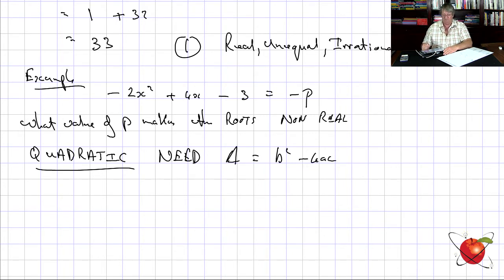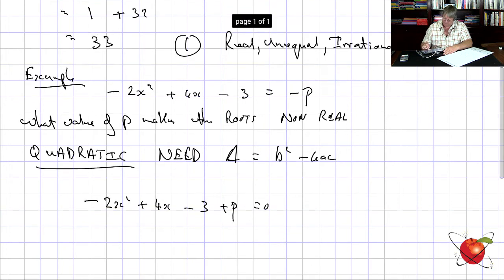I need that. So to get it back, I've got to take p to the opposite side. It's on the wrong side. Remember, p is a number. So therefore, it's got to go with the other numbers. It's a constant. Minus 2x squared plus 4x minus 3 plus p equals 0.